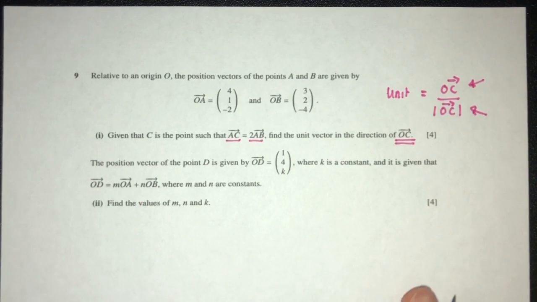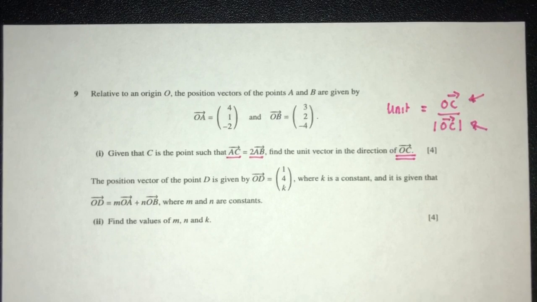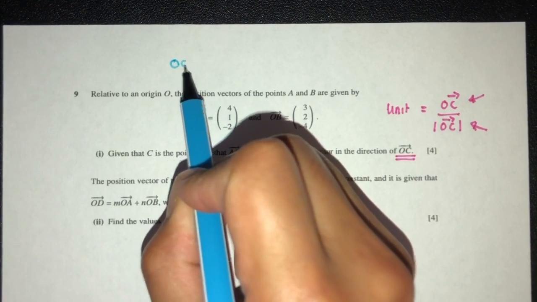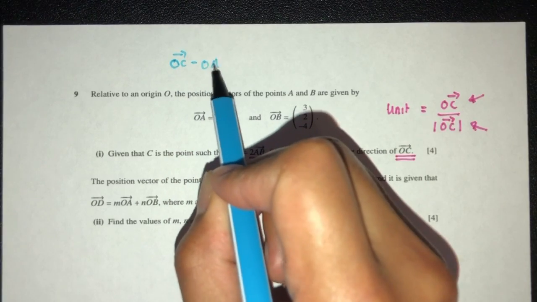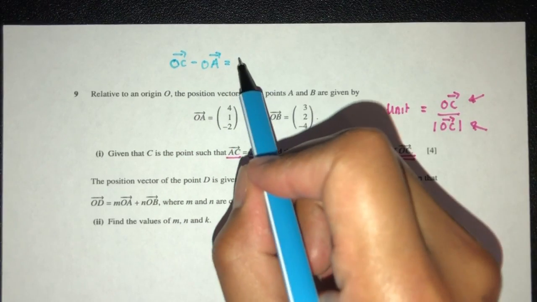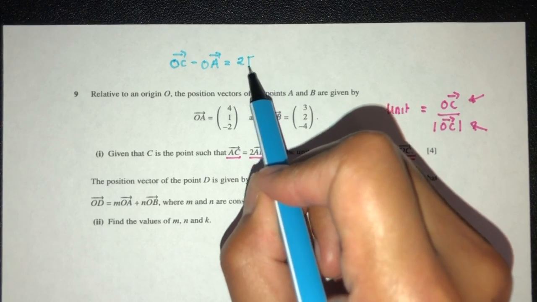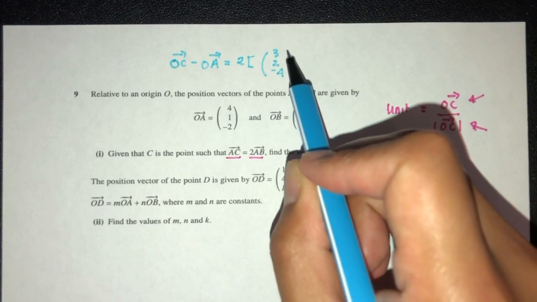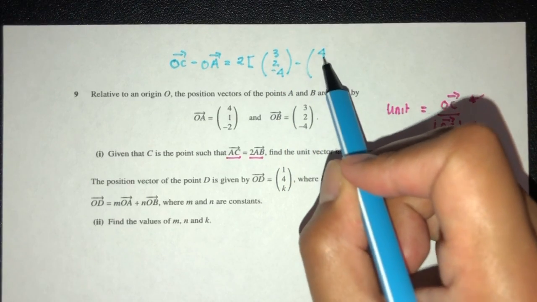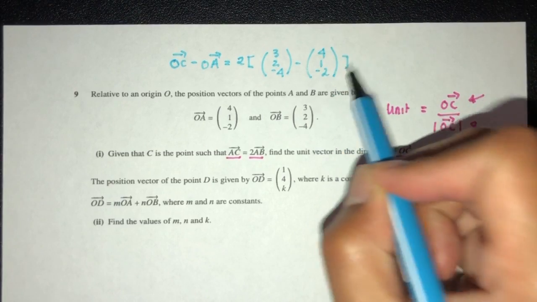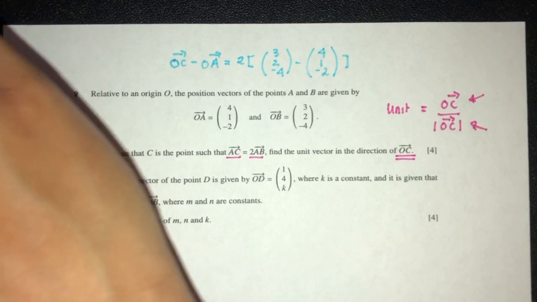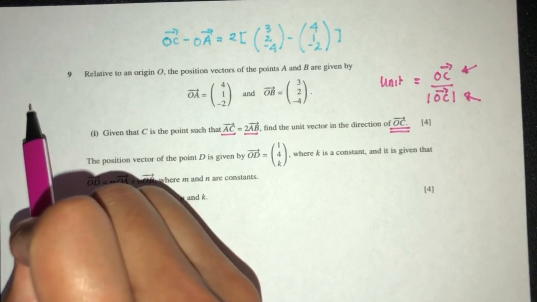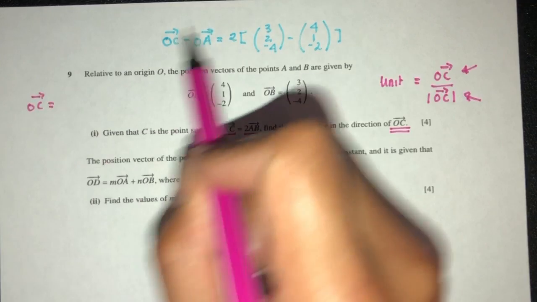use the given information. So here we have AC. How would you find AC? AC, by definition, is OC minus OA, equal to 2 times AB. Now what is AB? AB is simply OB, 3, 2, minus 4, minus OA, that will be 4, 1, minus 2. So now we can simplify one by one. So let me continue over here. Why not? So OC has to be, we send this over here, right?